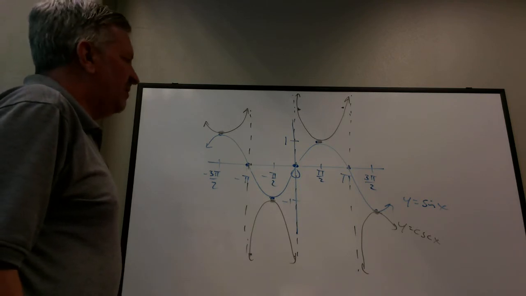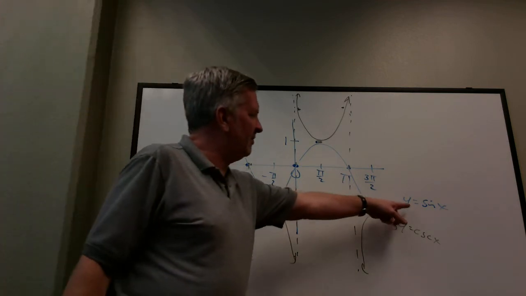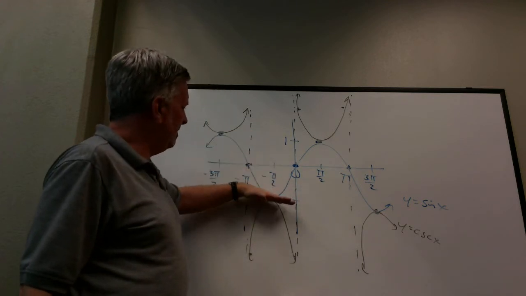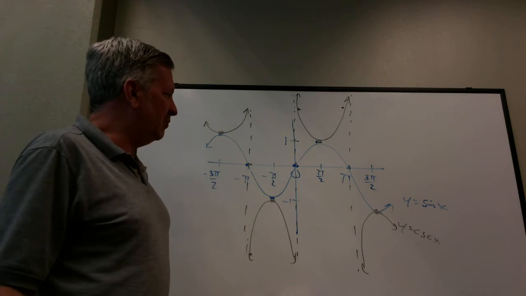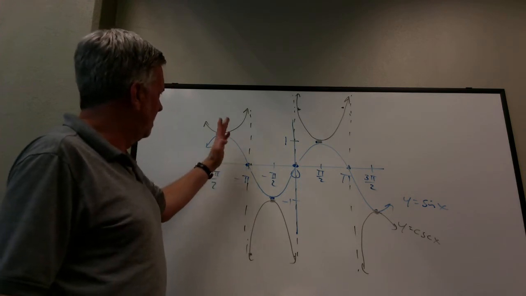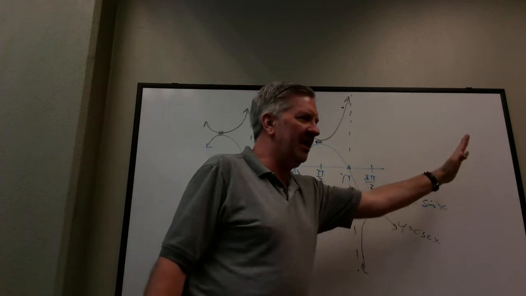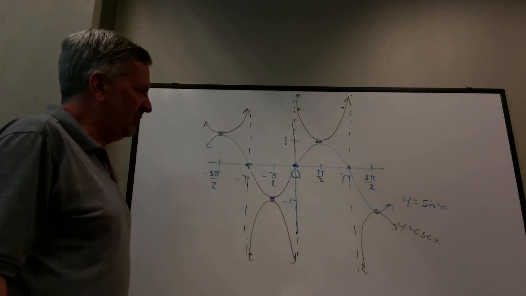Okay, let's look at the domain of the cosecant graph. Remember, the domain of sine was all real numbers, and the range was between -1 and 1 inclusive, including -1 and 1. What's the domain of cosecant? It's all real numbers except minus pi, 0, pi, 2 pi, 3 pi, etc., and in the negative direction as well. Now, what's the range of the cosecant function?